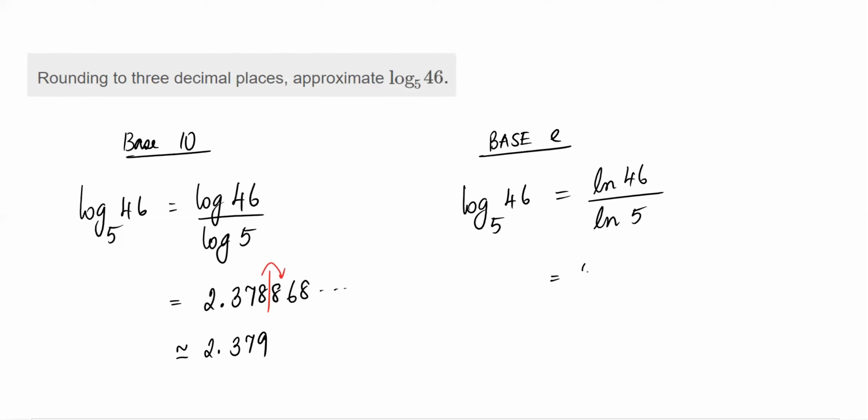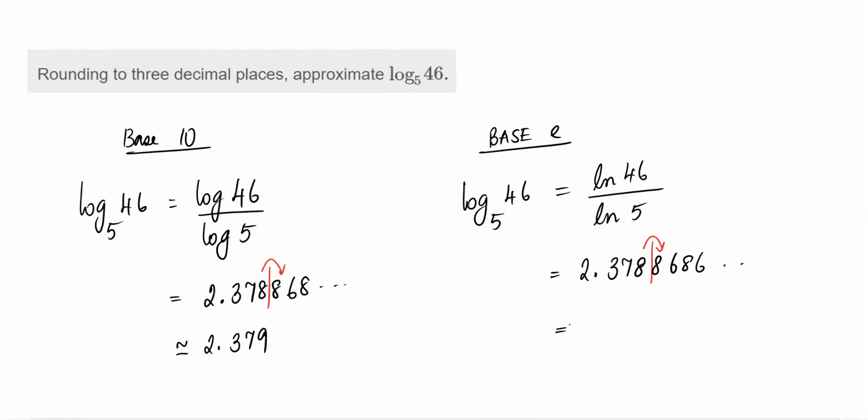Yes, that's better. So I get 2.3788686 and so on. Now, isn't that interesting? It can deviate a little bit, but for these small numbers, it shouldn't deviate that much, and that caught my attention, and we went back to fix it. Okay, 2.379. And this is the reason why it doesn't direct you as to what base to use. It's just saying round to 3 decimal places, approximate this. So when you approximate it either using base 10 or base e, you get the same answer.